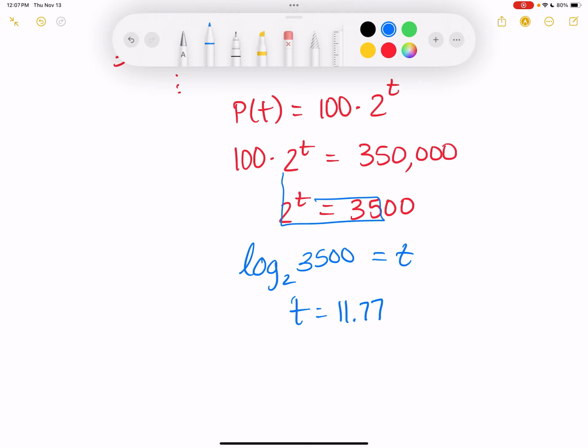Does everybody's calculator allow them to do that? Because if not, there's a shortcut way we have to do it. Well, it's not really a shortcut. It's actually kind of longer, but.